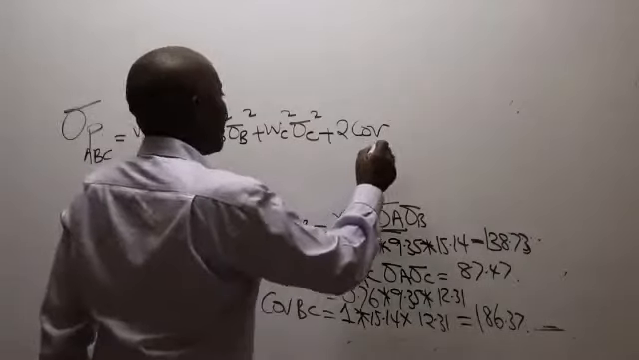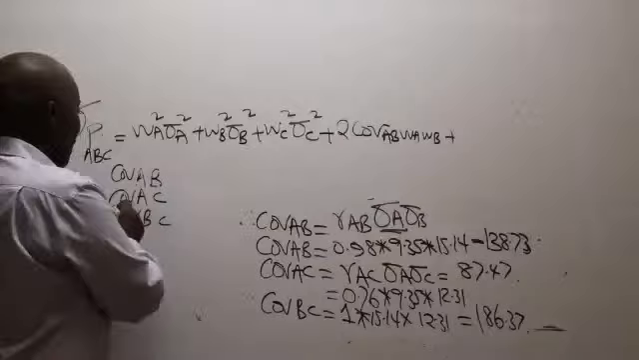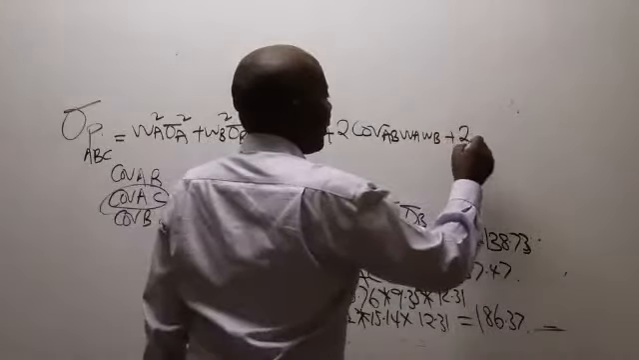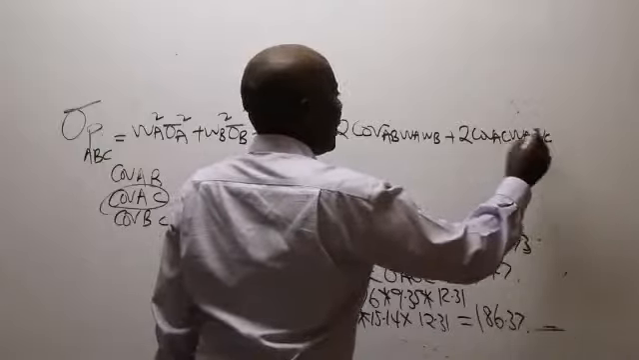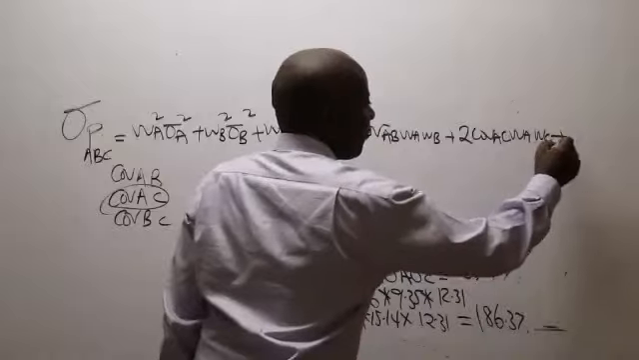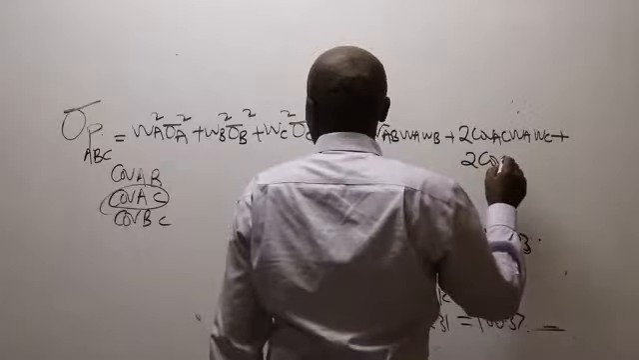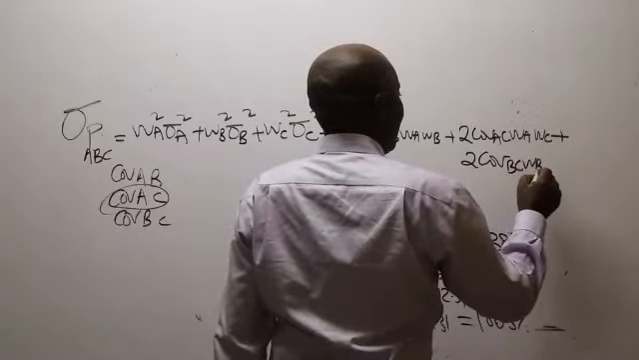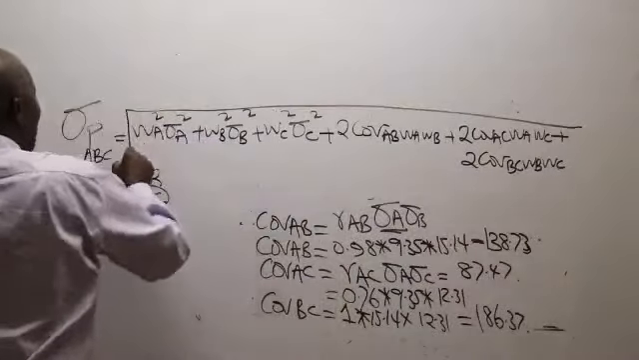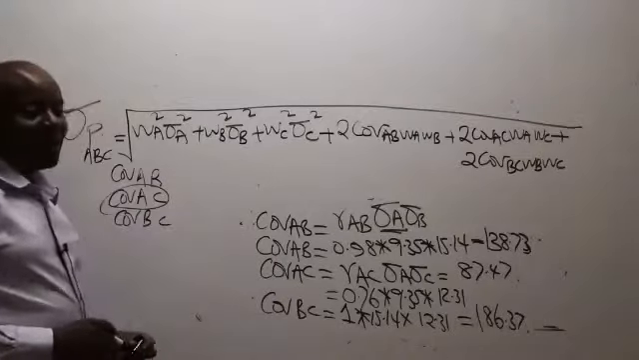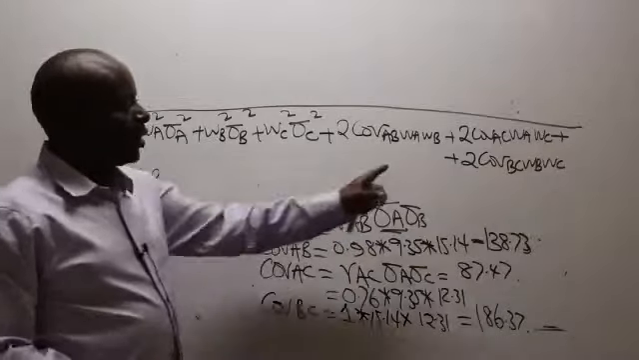So twice covariance AB, weight A, weight B, plus twice covariance AC, weight A, weight C. Plus, for lack of space, I'll fix the last pair here: plus twice covariance BC, weight B, weight C, like that. And then at the end of the day, there must be a very big square root. Don't forget this plus here, please. It's supposed to be a continuation.